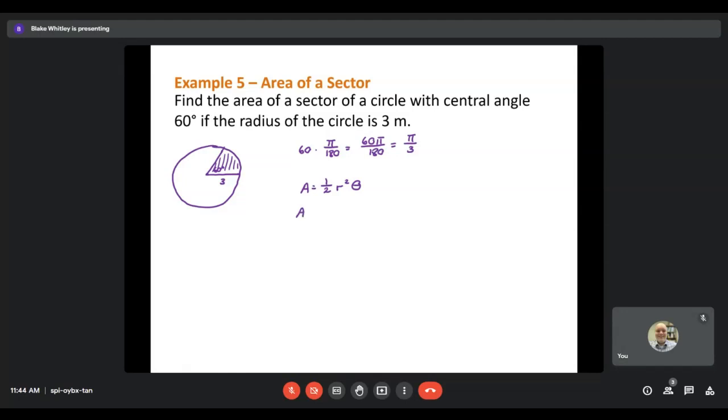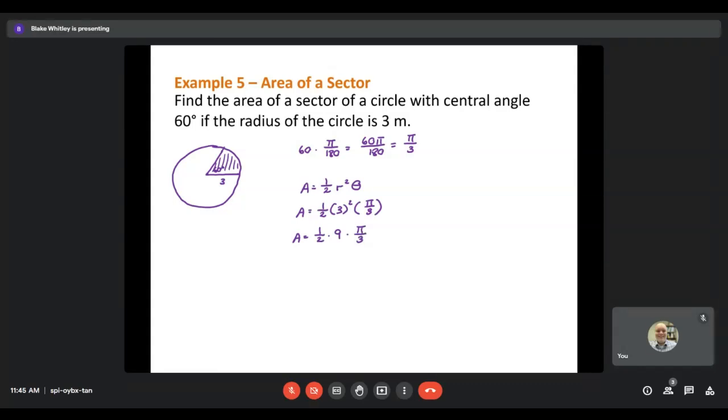And we substitute. So we have 1/2. R this time is our radius is 3. We're going to square that value. Then we're going to multiply by the theta, which we just calculated, pi over 3. I'm going to go ahead and simplify some of this. Remember, order of operations says we would do our exponent first. So that tells us we're going to do 1/2 times 3 squared is 9 times pi over 3.